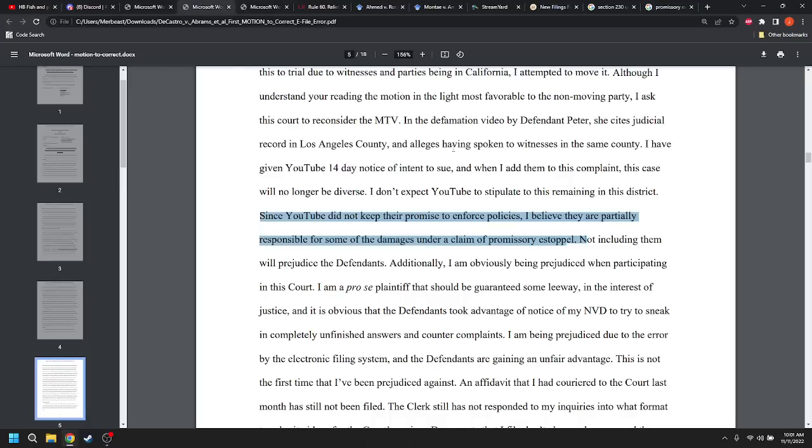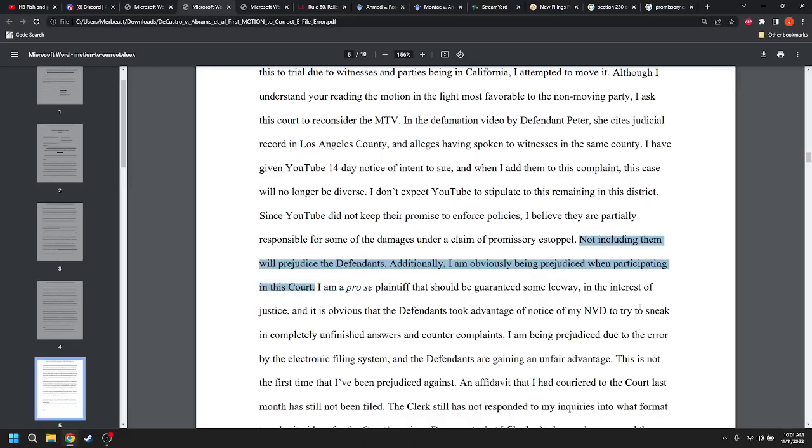I'm not entirely sure how this would apply to YouTube, and I don't think you've entered into a contractual relationship with them where you can sue them for the enforcement or non-enforcement of their policies. I'm just going to go with that.